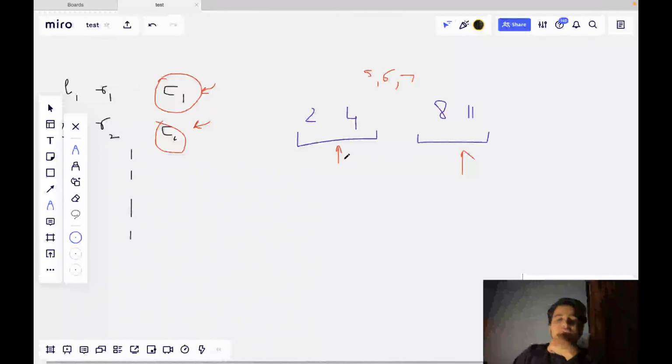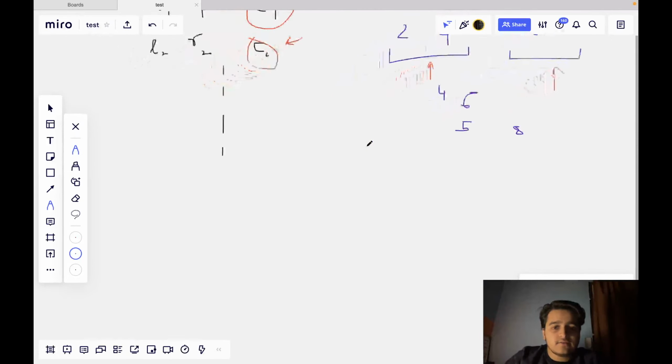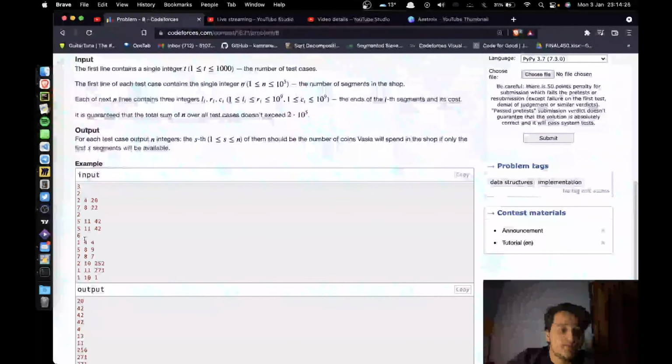So what this statement is pointing to: most of the people got confused by the overlapping conditions, like if there is 2 to 4, and another segment from 4 to 5, 4 to 6, another from 5 to 8 or something like that. So there are a lot of overlapping conditions in that. Okay, but let me take an example and then I can explain.